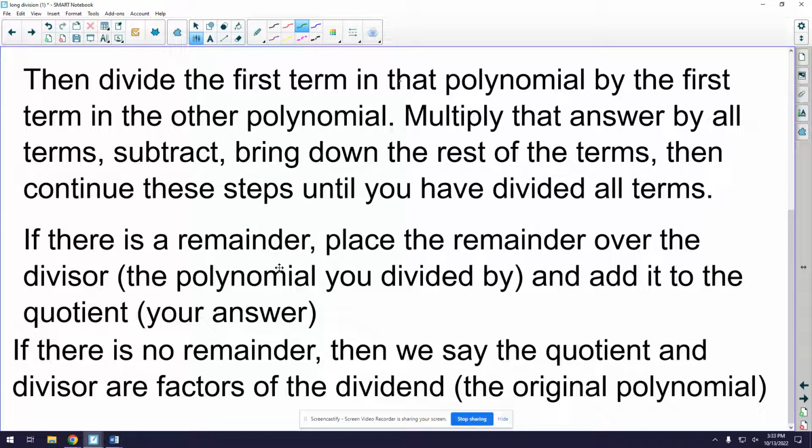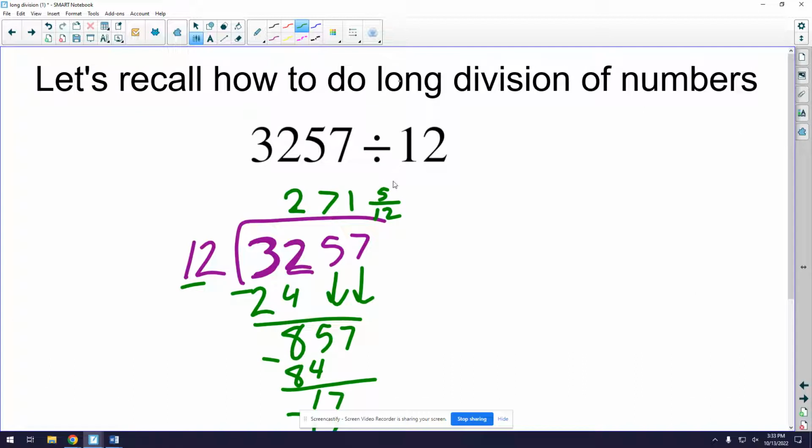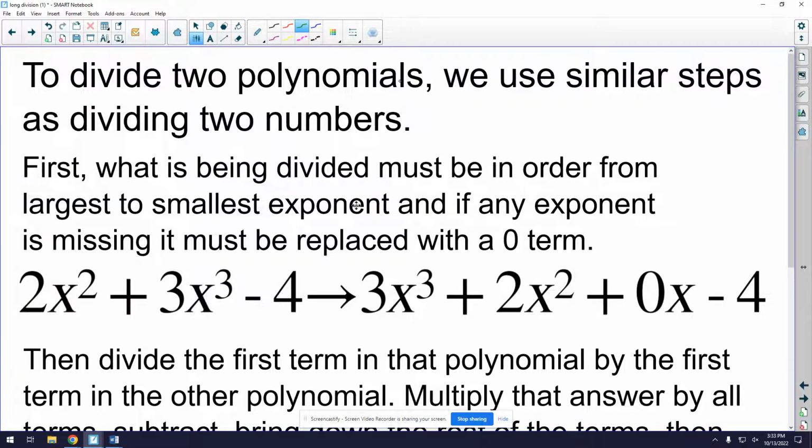And just like before with our remainder in this problem, we take the remainder and place it over whatever it was that we divided by. Now the difference is, when we do that with our polynomials, you're going to put a plus sign in between here, or a minus sign if your remainder is negative.